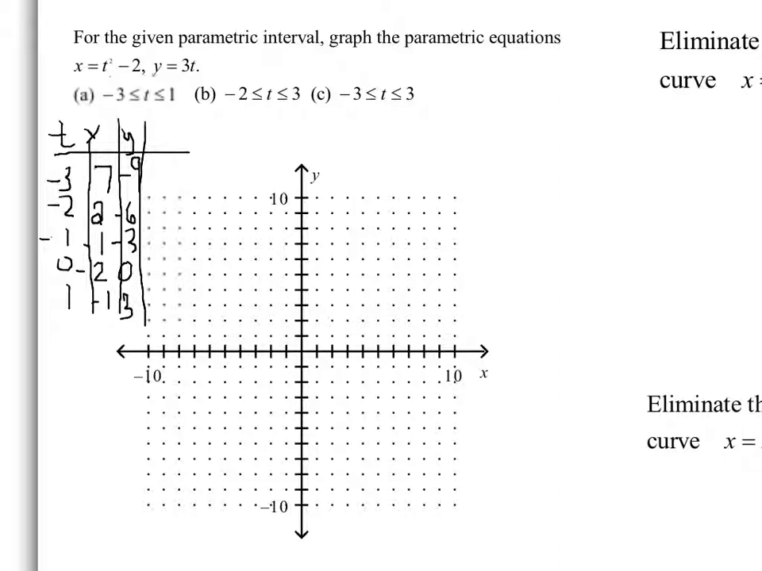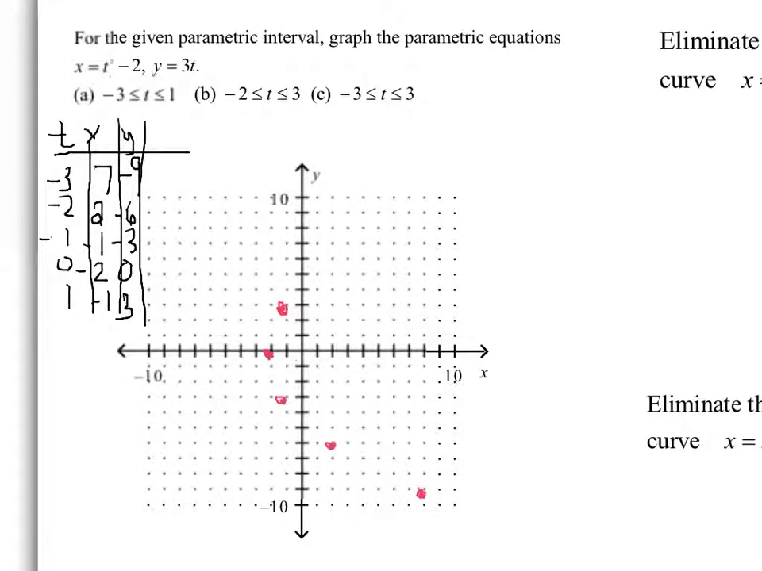So if we were to graph all these now, you'd get 7, negative 9, 2, negative 6, keep graphing them, so graph the others now. Get these points here. And there's our curve.